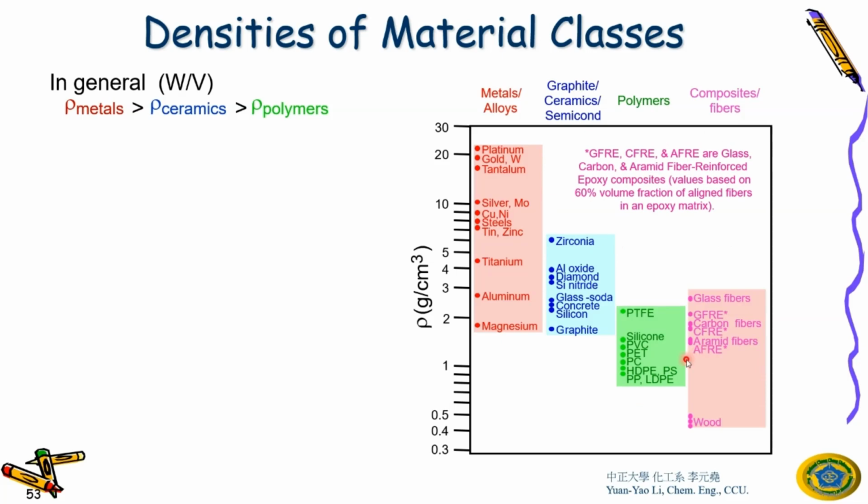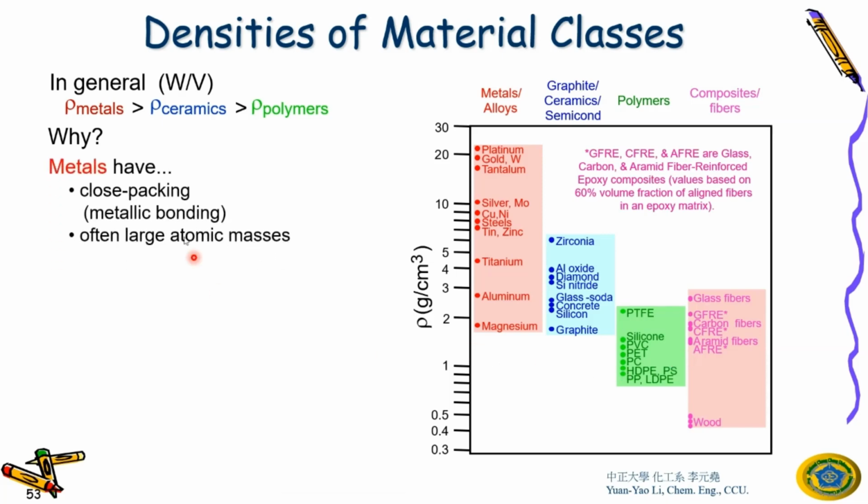So why? There are two factors. The first factor is that metal has close packing, so they pack very well compared to ceramic and polymer. Another reason is that metal is always heavy. Weight per volume, right? So if you are packing very well and the metal weight is heavy, after you calculate, the density is high.